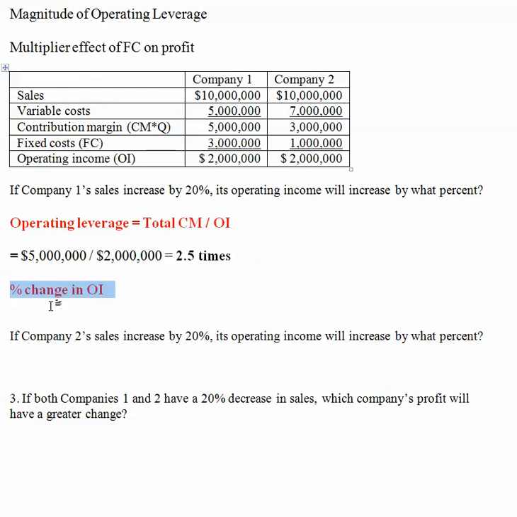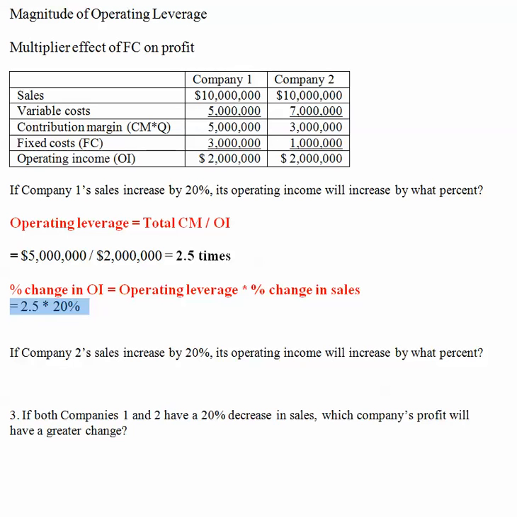So in order to get this percentage change in operating income, given a 20% change in your sales, what will our percentage change in operating income be? It'll be 2.5 times that. So you take your operating leverage times your percentage change in sales, which we were given as 20%. In this example, the multiplying effect of 2.5 times your 20% gives us a 50% change in operating income for just a 20% change in sales. So there's your multiplier effect.